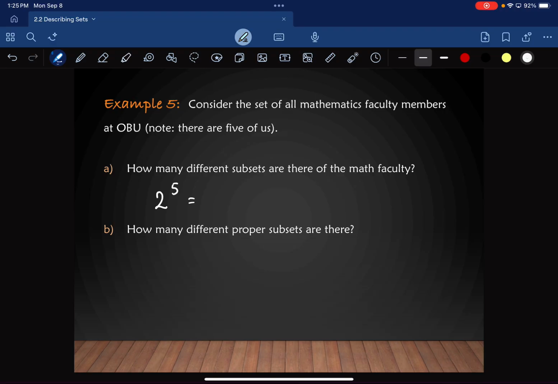So what is 2 to the 5th? If you don't know, grab a calculator. Do you know what it is? It is 32. Yes, very good. It's 32. So if there's 32 subsets, which there are, that's correct. How many proper subsets are there? 31. It's just 1 fewer.